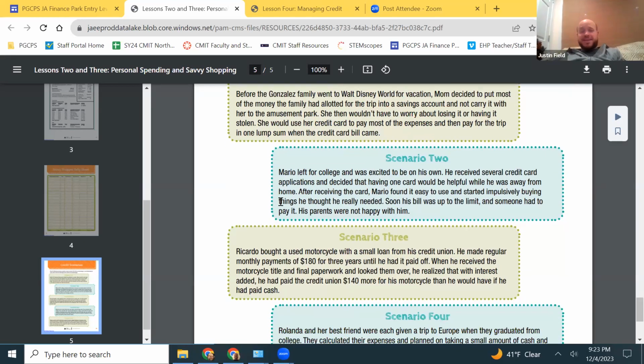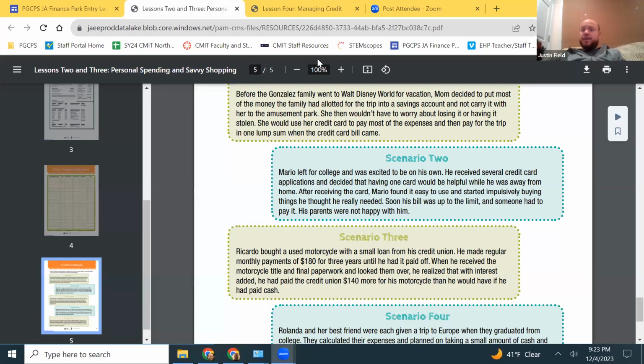All right, let's see if scenario 2 has some disadvantage. Let's read it. Mario left for college and was excited to be on his own. He received several credit card applications and decided that having one card would be helpful when he was away from home. After receiving the card, Mario found it easy to use and started impulsively buying things he thought he really needed. Soon his bill was up to the limit, and someone had to pay it. His parents were not happy with him.